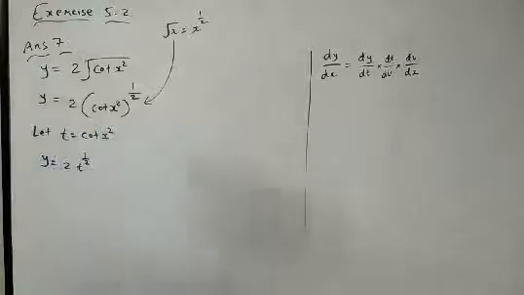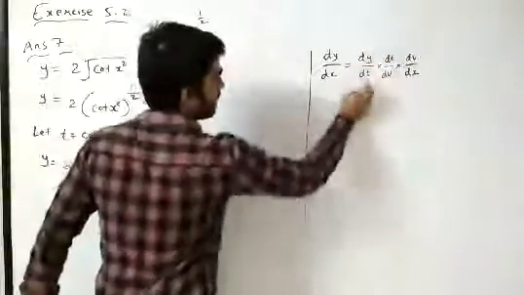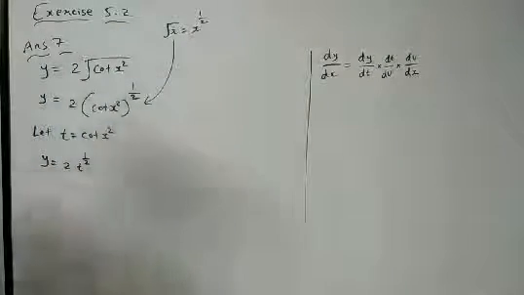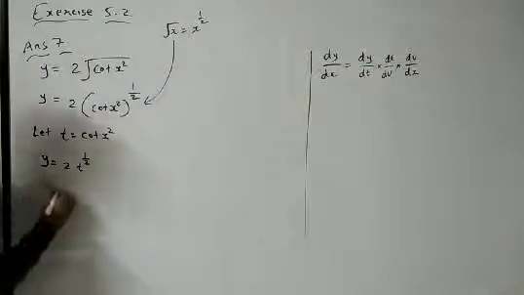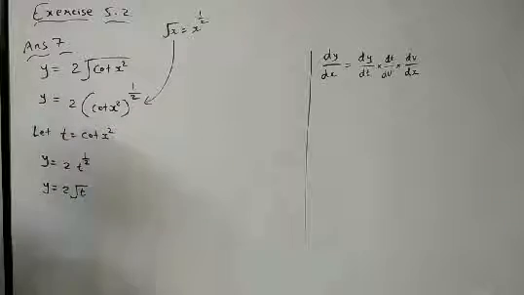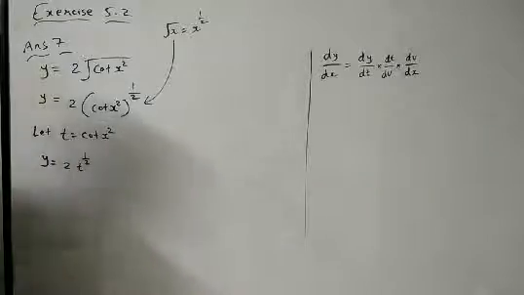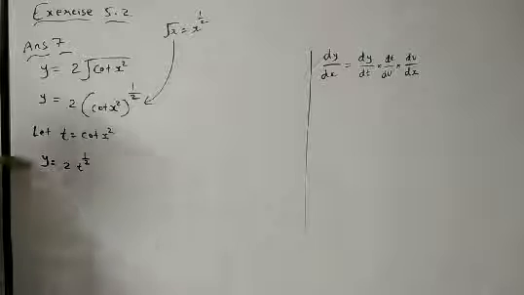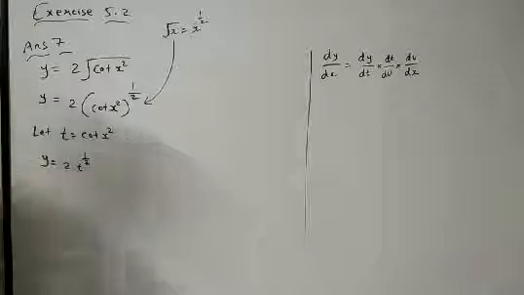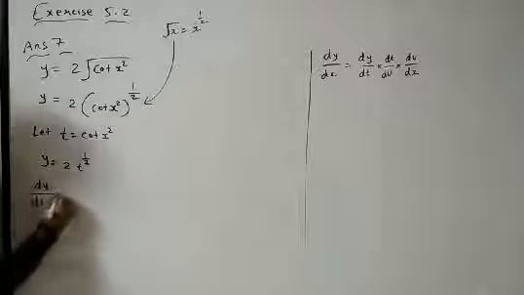Now we want to find dy by dt. So how are we going to find it? Can we write it as y is equal to 2 times under root of t? Otherwise, let it be y equal to 2 times t raised to half only. Right? Now we will differentiate with respect to t. Then dy by dt is equal to 2, constant.